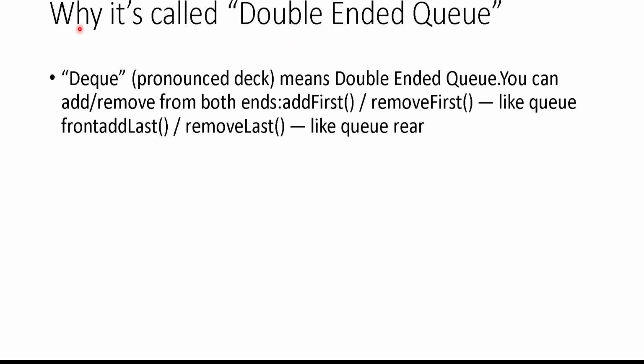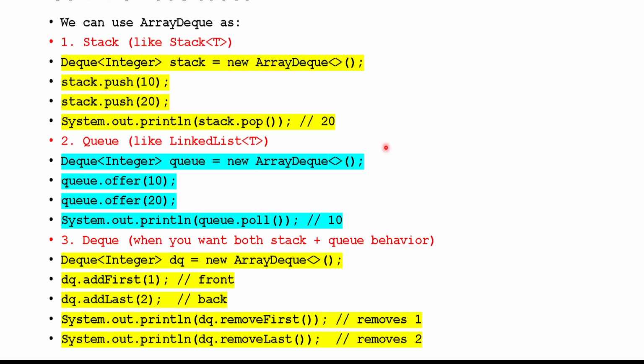Okay, so why is it called double-ended queue? Because deque is pronounced as deck, meaning double-ended queue, and you can add and remove at both ends. So there are methods addFirst and removeFirst, like a queue front. If you want the rear, you use addLast or removeLast.